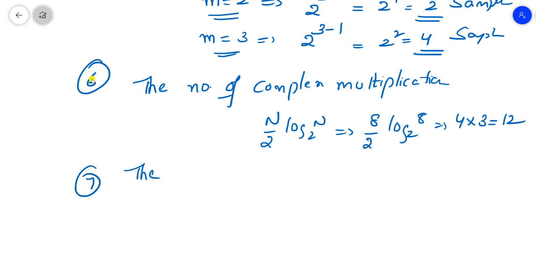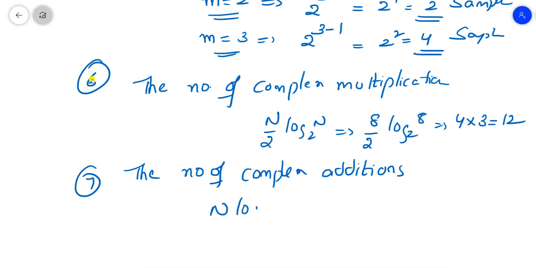And step 7, the number of complex additions required, is given by n log n to the base 2. That is equal to, n value is 8, and log 8 base 2, that is equal to 8 into 3. So the total number of required complex additions is 24, and that is step 7.